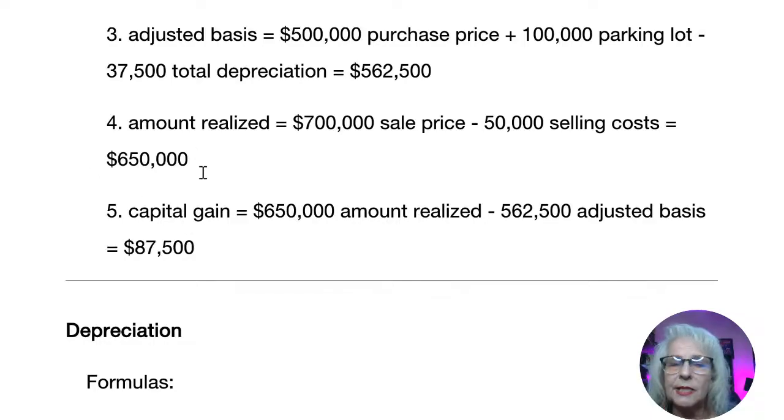Okay, so they realized $650,000. The capital gain was $650,000, their amount realized, minus the adjusted value, which was $562,500, right after they subtracted the depreciation, equals $87,500. So that's what they gained in 3 years after adding the parking lot and depreciating it for 3 years. So from $500,000, it came down to selling 3 years later at $87,500.